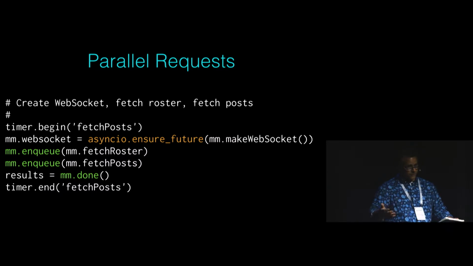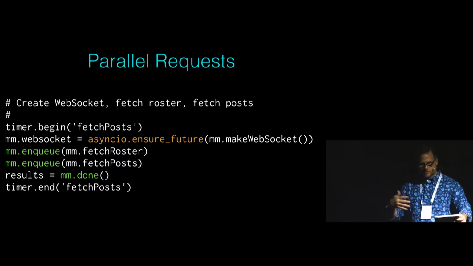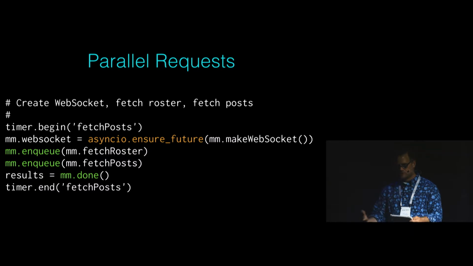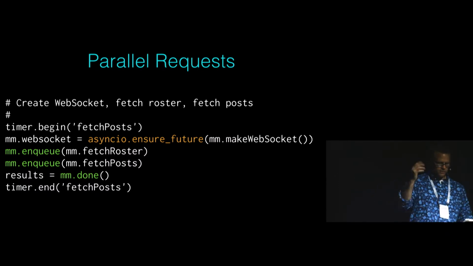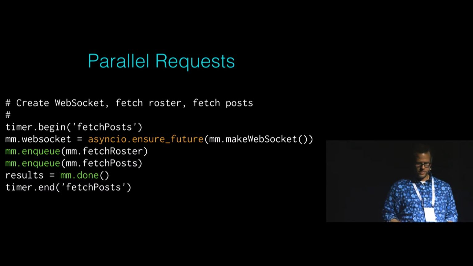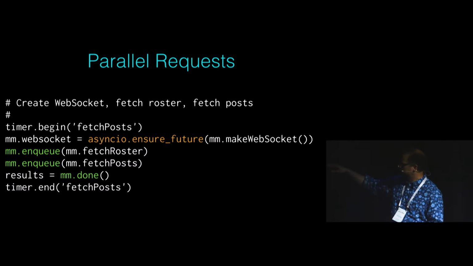Now I can execute these things in parallel. These are independent requests, and so there's no tying of these requests together. I can say, I need to fetch the roster of the people who are in the chat, and fetch the latest posts in the chat. Those can happen independently, and I'm also creating a WebSocket, and I'm doing that in a little bit different way because of the way I'm finishing the test.